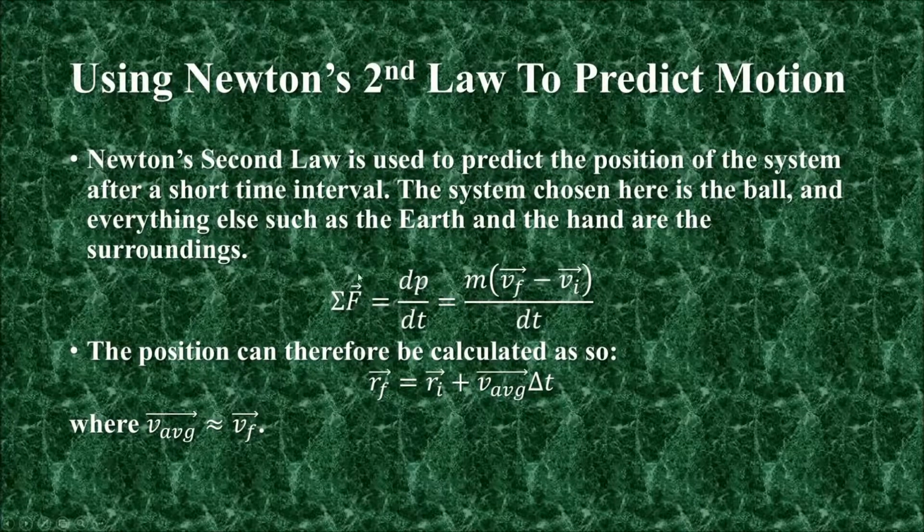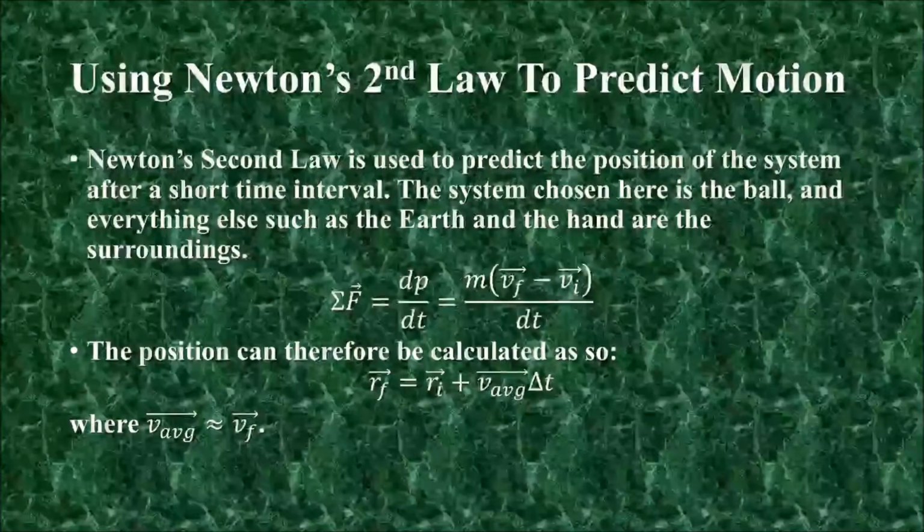Newton's second law says that the total sum of all the forces is equal to the change in momentum over the change in time, which is the same thing as the mass times the change in velocity over the change in time. The position can therefore be calculated using this equation right here, where we use the approximation that V average is the same as V final.